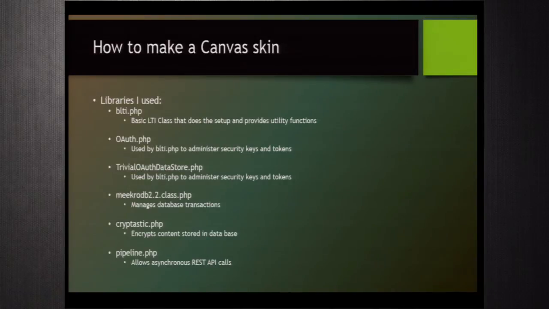MicroDB2 is a database library, so I don't have to hand code all of the database interactions. It just makes it nice and clean and easy. Cryptastic is another one I used. Cryptastic allows me to encrypt the tokens, which if you've been around long enough today, hopefully you've heard that term by now. Encrypt the tokens so that they're not unprotected in the database. And then pipeline.php. This allows me to send asynchronous requests to the REST API.